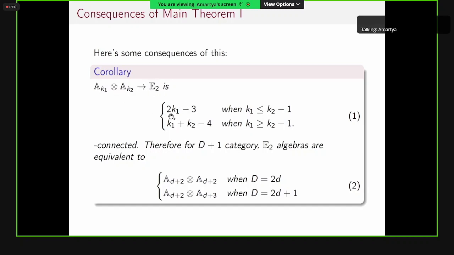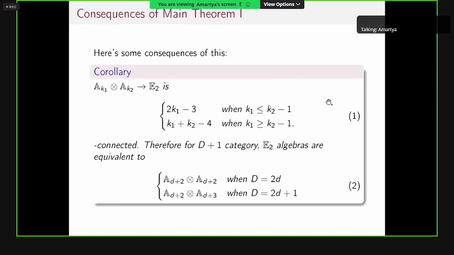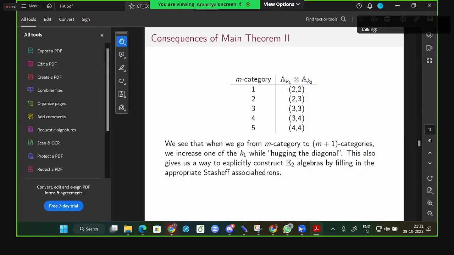So this is 2k minus 1 minus 3 connected when k1 is less than k2 minus 1, and k1 plus k2 minus 4 connected when k1 is greater than k2 minus 1. And for a d plus 1 category, the E_k algebras are equivalent. So this is a corollary. As promised, here's the table that I said, so let me move back to the diagram that I had, so that I can see things in perspective.